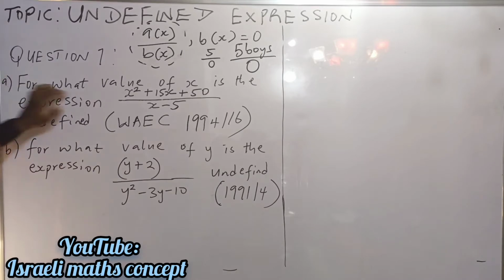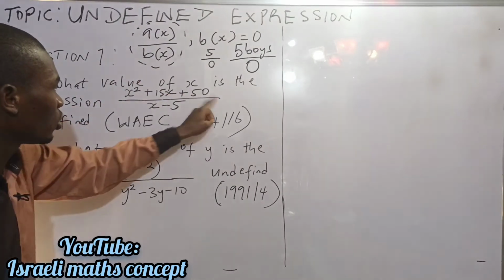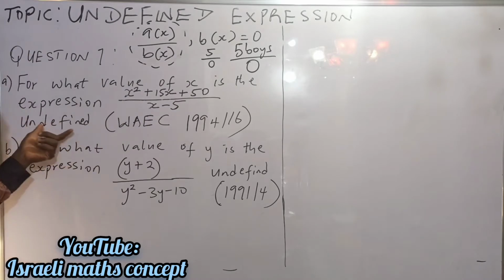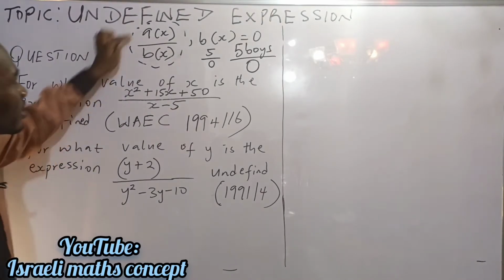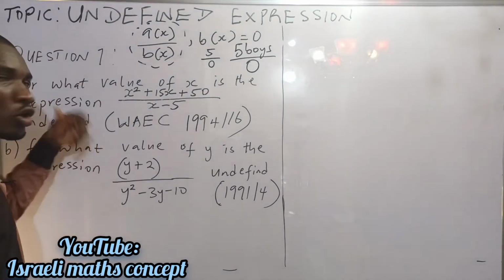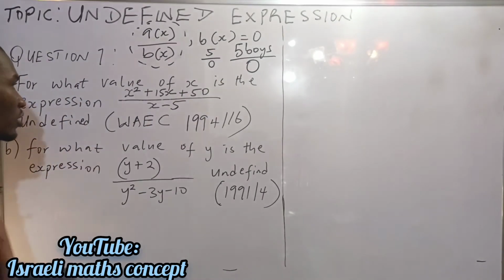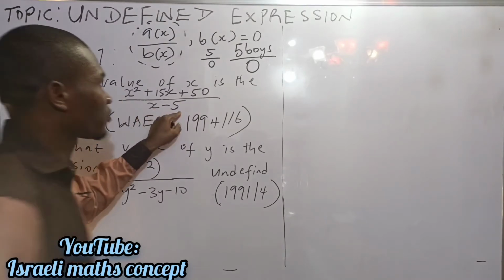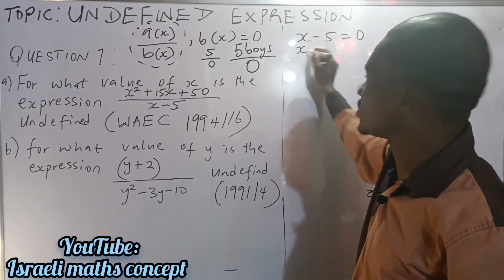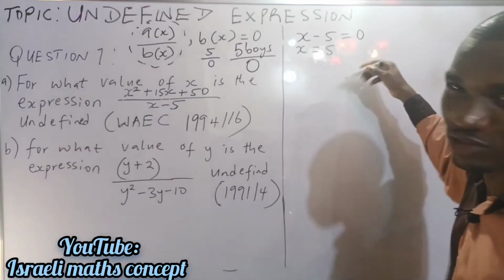The question number A says, for what value of x is the expression x squared plus 15x plus 50 all over x minus 5 undefined? So we are asked to find the value of x for which this expression is undefined. Remember I said prior that for a given expression to be undefined, the denominator should be equal to 0. So what is the denominator part of this expression? x minus 5. So x minus 5 will be equal to 0. Such that when we make x the subject of this given equation, x will now be equal to 5. That is adding positive 5 to both sides of the equation, x will be 5.